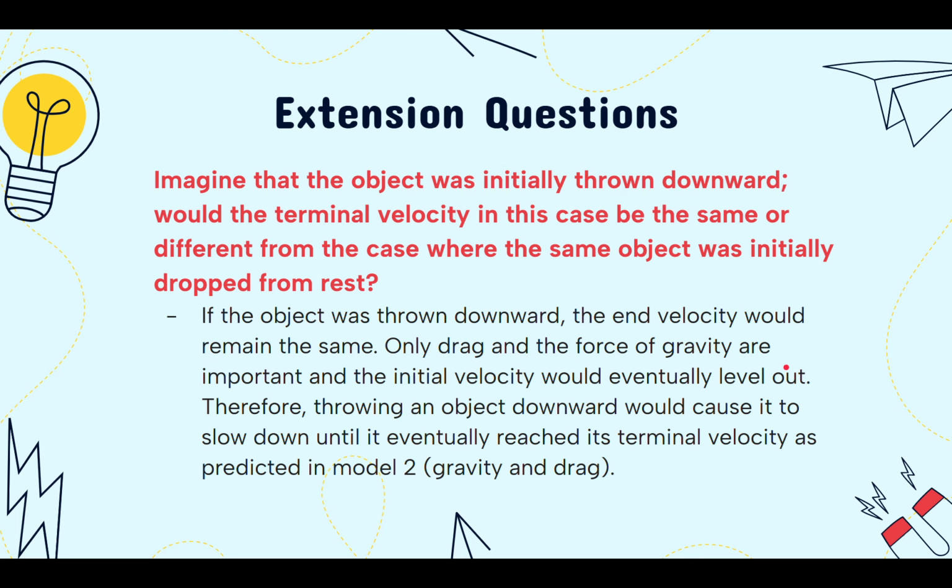For the next question, imagine that the object was initially thrown downward. Would the terminal velocity in this case be the same or different from the case where the same object was initially dropped from rest? If the object was thrown downwards, the end velocity would remain the same. Only drag and the force of gravity are important, and the initial velocity would eventually level out. Therefore, throwing an object downward would cause it to slow down until it eventually reaches its terminal velocity as predicted in Model 2 with both drag and gravity.